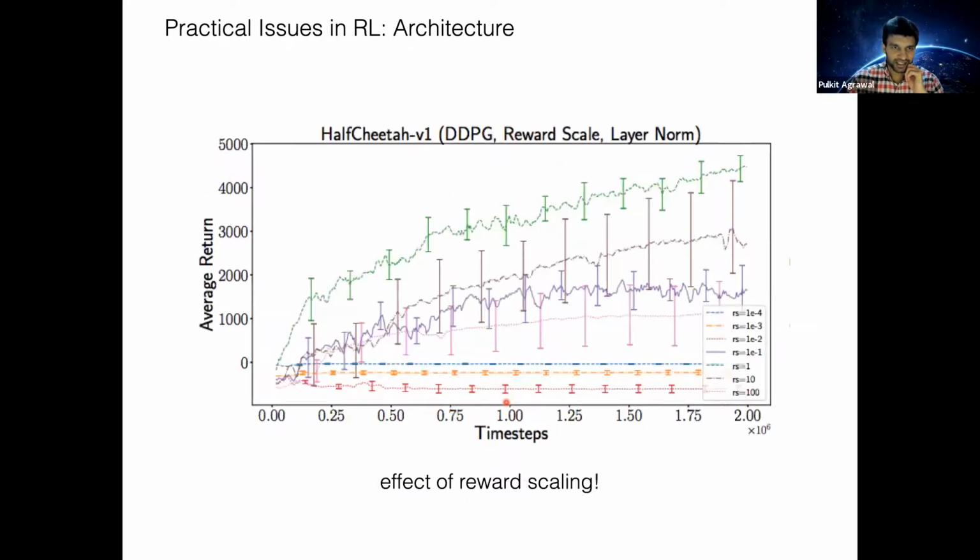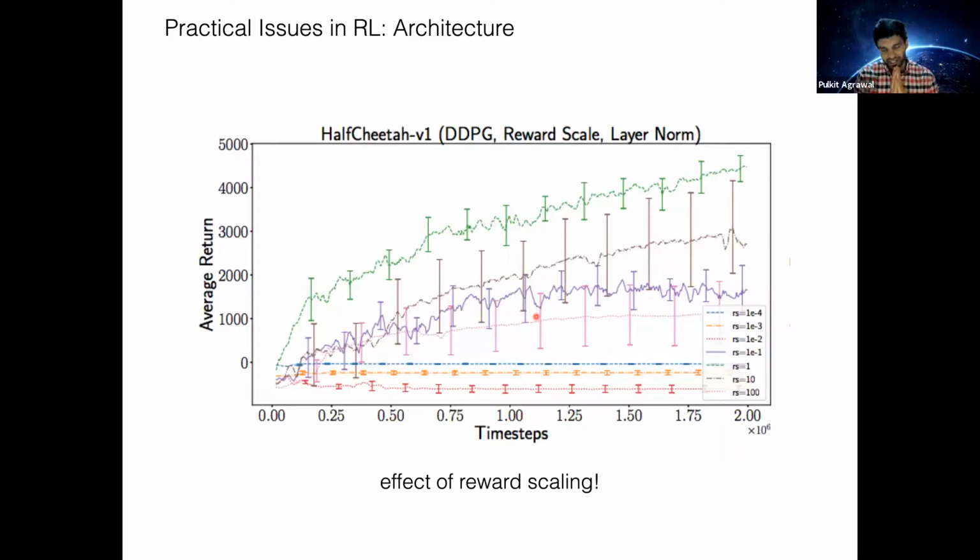Then similarly, there's another thing that we can modify, which is the reward scaling. Each line over here shows the performance with a different reward scale. Now, what do I mean by reward scale? It means that I'm going to multiply my reward by some value. I could multiply it by 1e-4, I could multiply by 1, by 10, or by 100. It turns out for this particular environment, if you modify the scale of the reward function, the performance can change quite a lot.